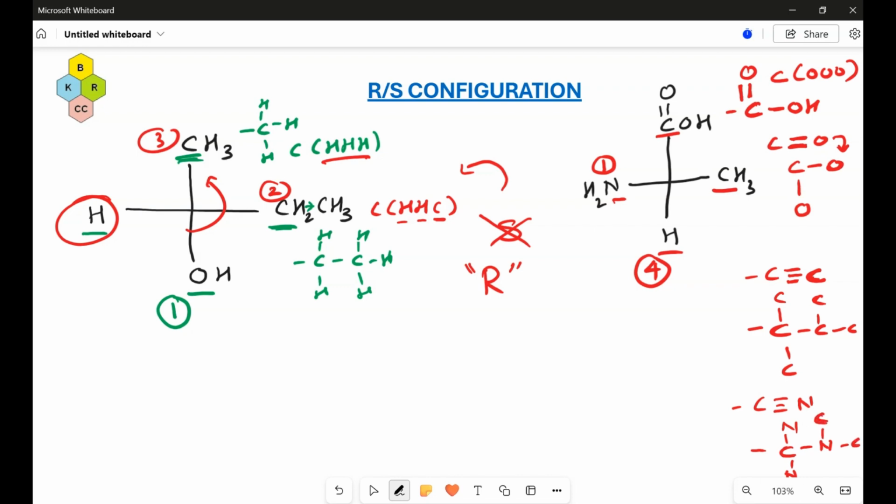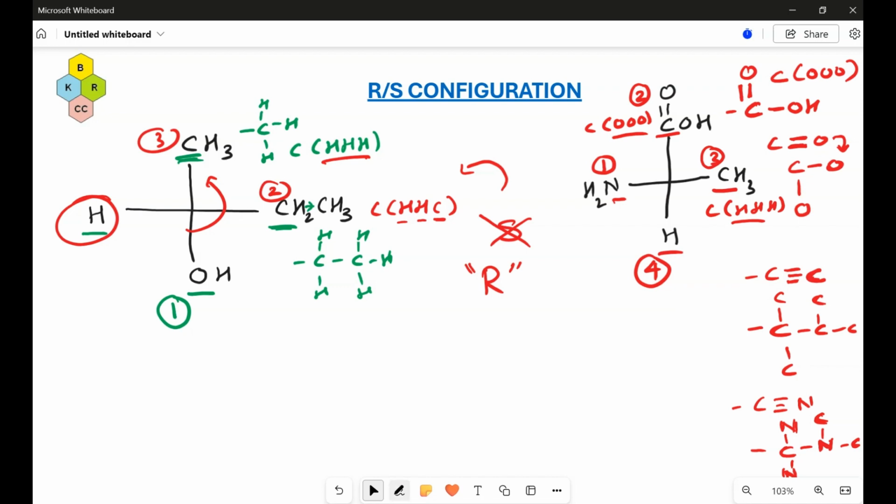One, two, three. And carbon is attached to three nitrogen. That is how you should consider. So now I see here this carbon is attached to three oxygen and this carbon is attached to three hydrogen. So obviously we know that oxygen has higher priority than hydrogen. Therefore this gets the second priority and this gets the third priority.